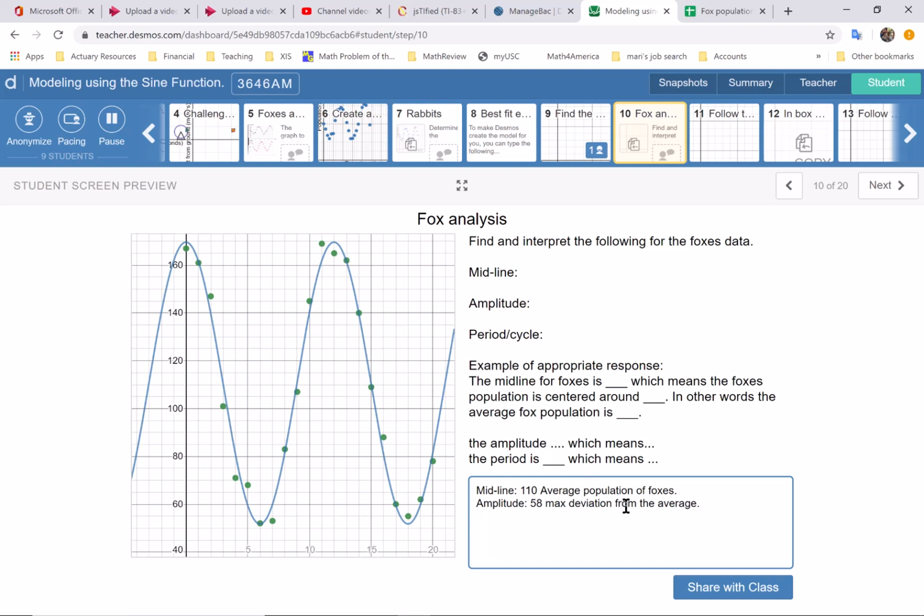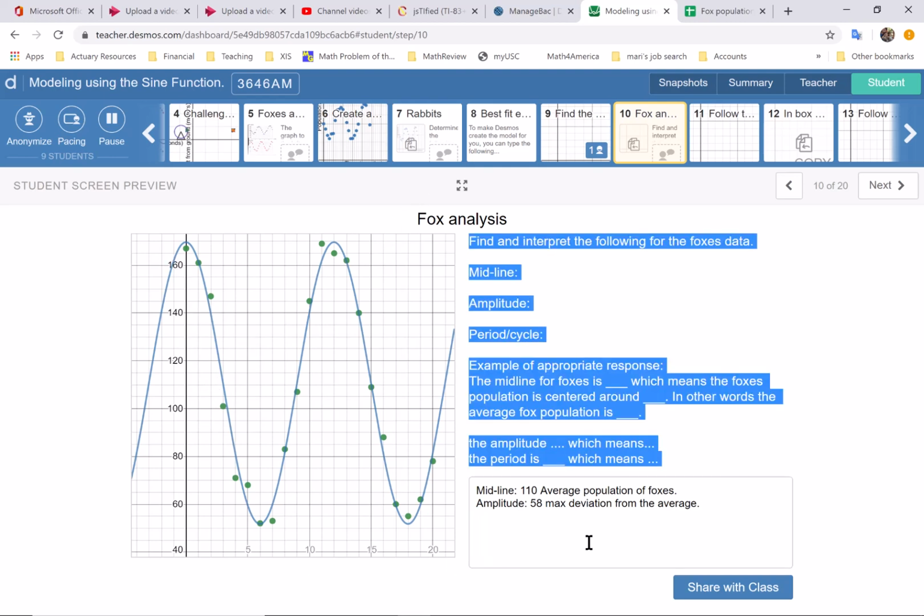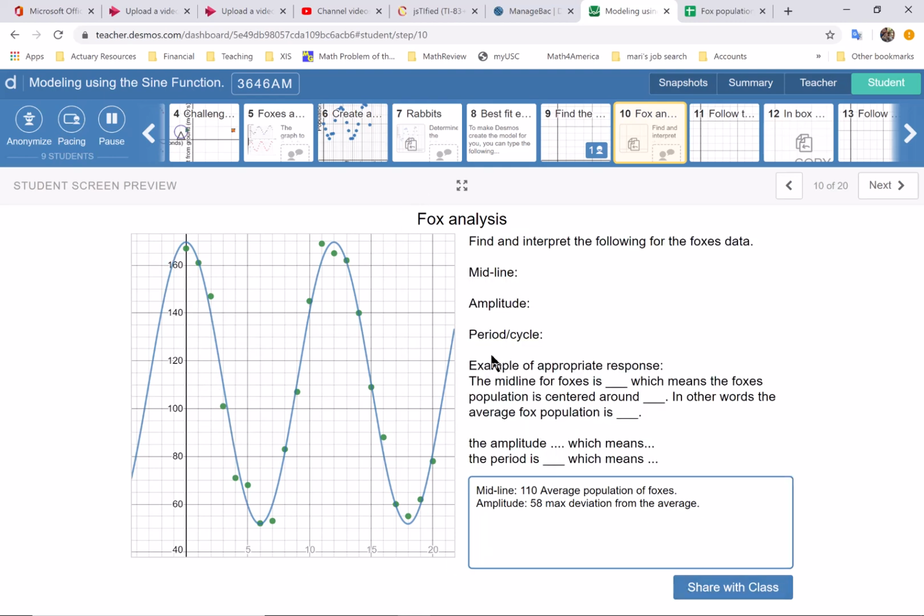110 minus 58. And then the negative sign on there just means that we started by going down, right? Usually the sine graph starts by going up. In this case, it started by going down. And then the period, or cycle, we talked about that. That's just 1 year, right?